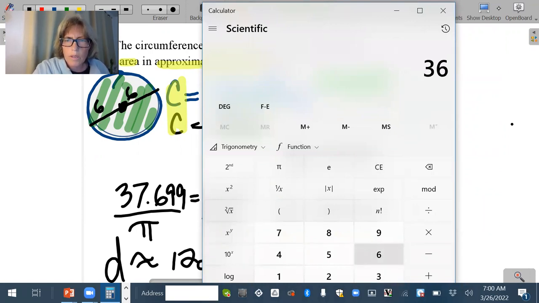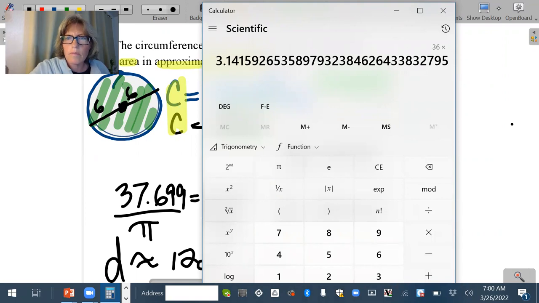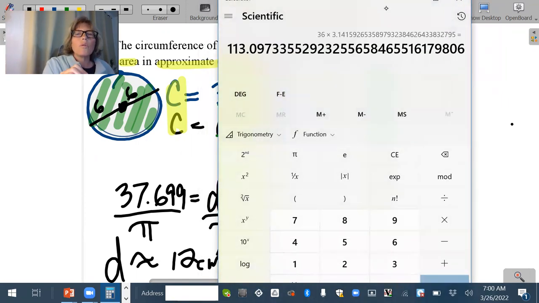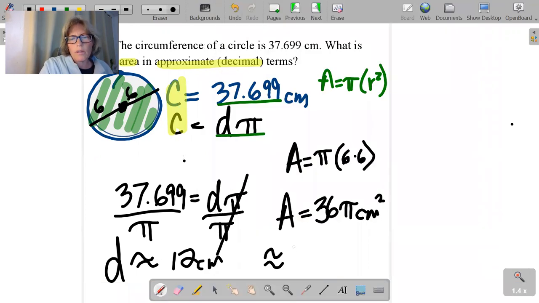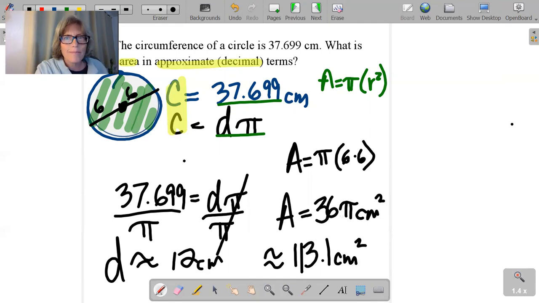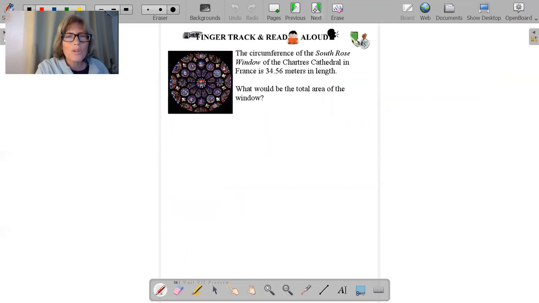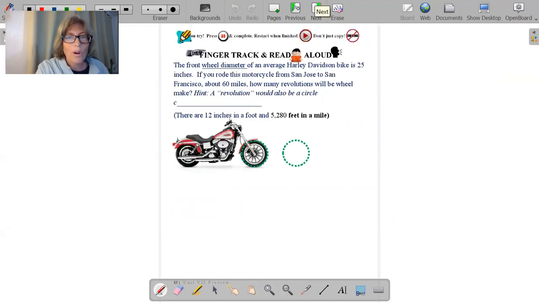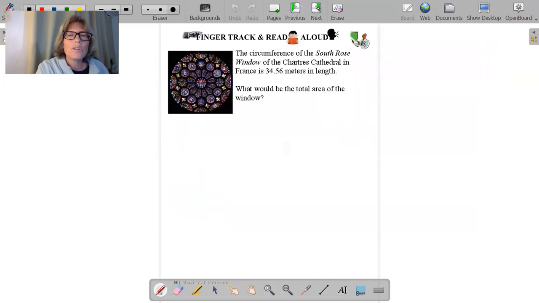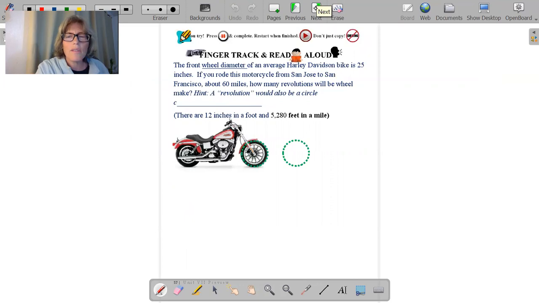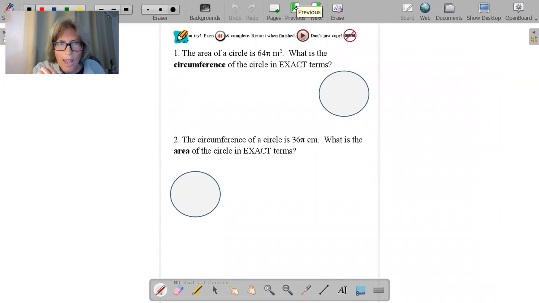Clear? 36 times pi, 113.1 approximately, cm squared. All right, these 3 problems you're going to try on your own. 1, 2, 3, then we'll correct it, and then this last one you'll do also on your own. So pause the video and attempt all of these on your own, then get a red pen. Pause the video.